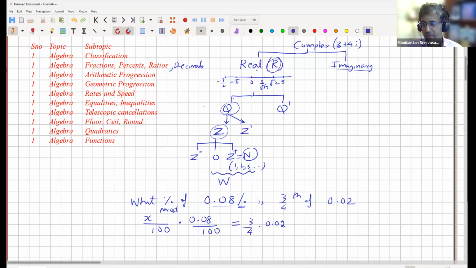0.08% is different from 0.08. We all know, right? 0.08 is 8%. 0.08% is 0.08 by 100, right? Which is a much smaller fraction. Okay, so that you should be familiar.